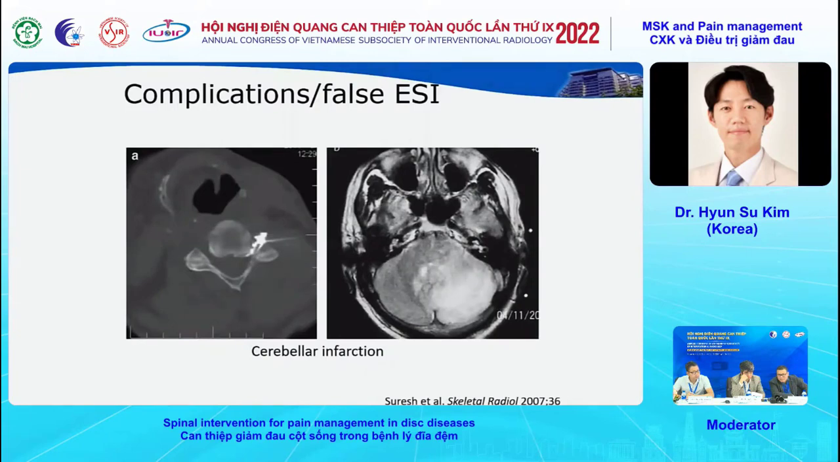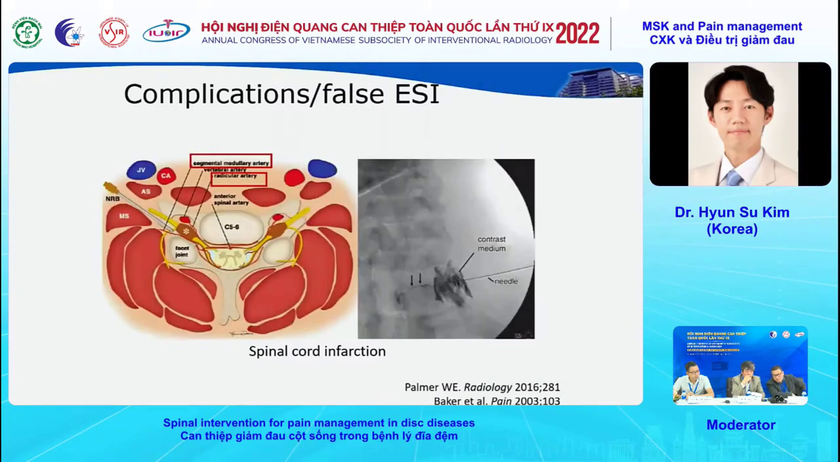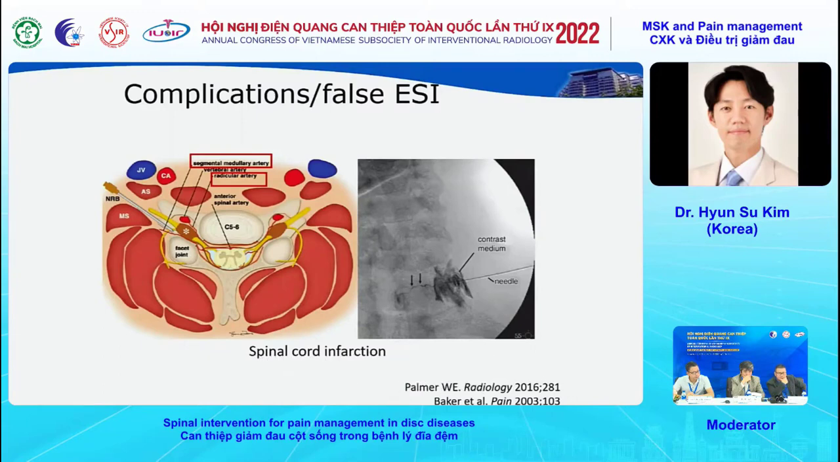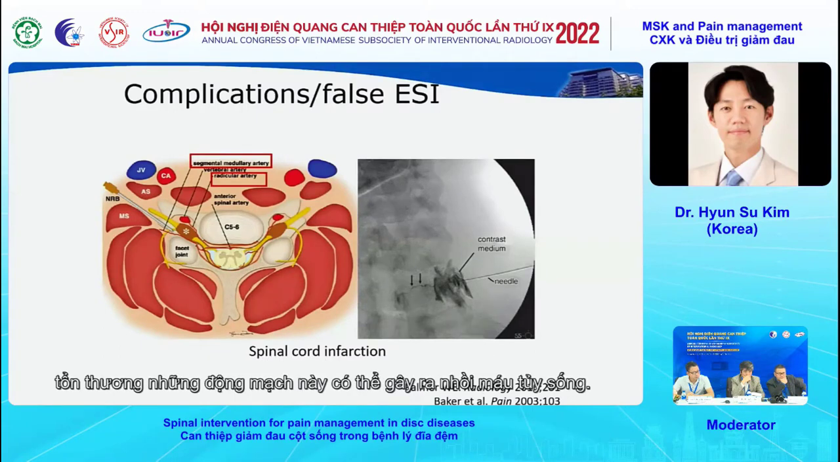One of the most dreadful complications related to cervical steroid injection is cerebellar infarction. It can result from vertebral artery injury by the spinal needle. Another reported serious complication is spinal cord infarction. There are radicular or segmental medullary arteries supplying the spinal cord and cervical spine, so injury of these arteries may produce spinal cord infarction.